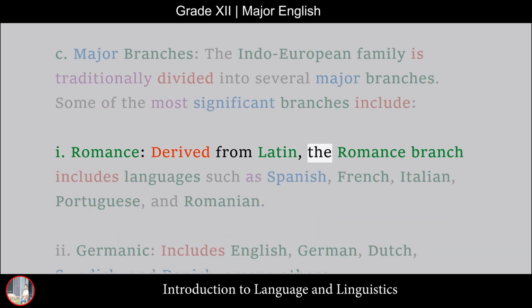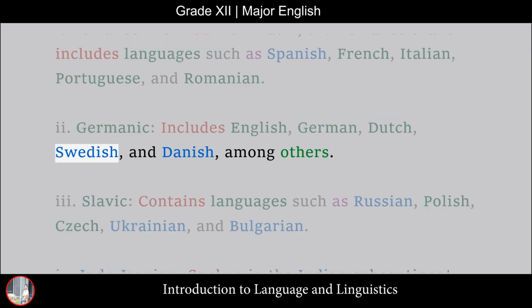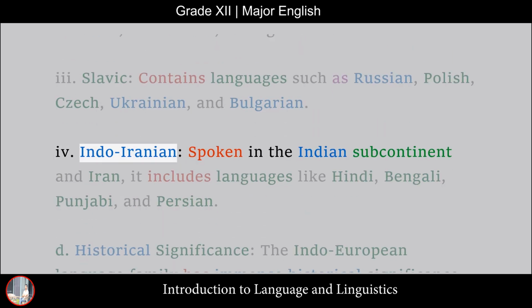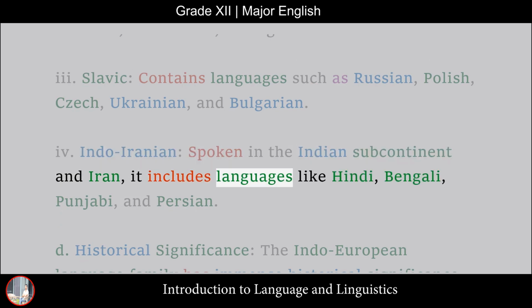Romance, derived from Latin. The Romance branch includes languages such as Spanish, French, Italian, Portuguese, and Romanian. Germanic, includes English, German, Dutch, Swedish, and Danish, among others. Slavic, contains languages such as Russian, Polish, Czech, Ukrainian, and Bulgarian. Indo-Iranian, spoken in the Indian subcontinent and Iran, it includes languages like Hindi, Bengali, Punjabi, and Persian.